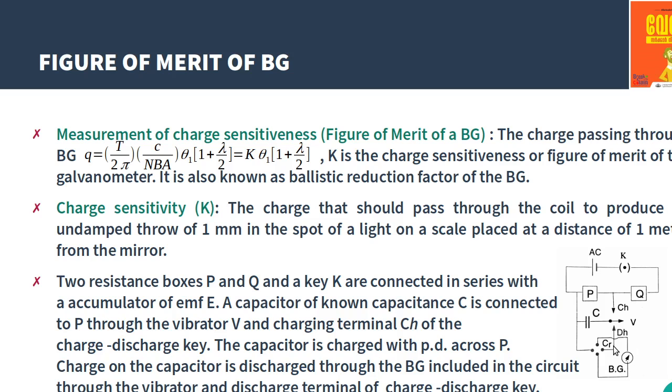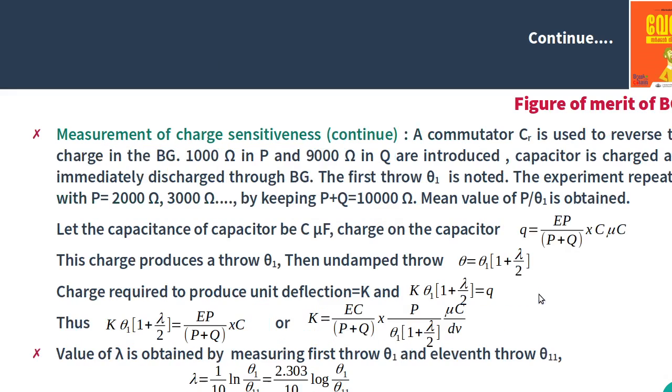Through the BG using the vibrator and the discharge terminal of the charge discharge key. So this is the setup we are using and how it is functioning. And we have a commutator. Why do we need a commutator? We need a commutator because the commutator is to reverse the charge in the BG, or we reverse the current through that BG, the ballistic galvanometer.